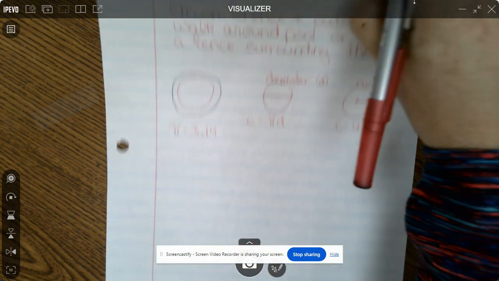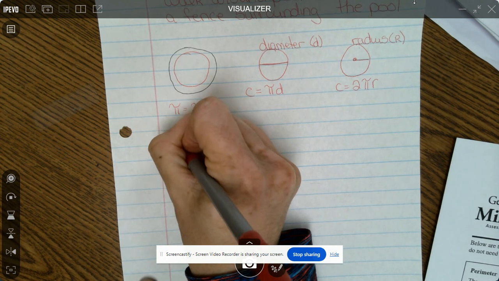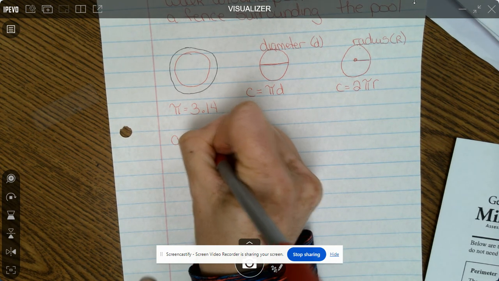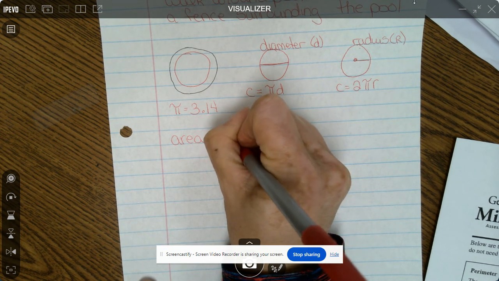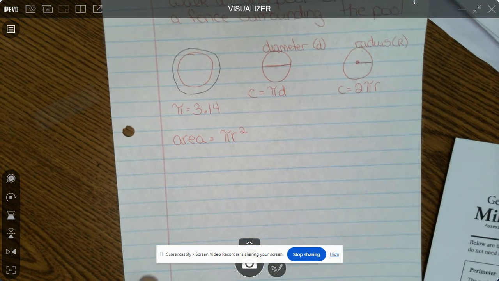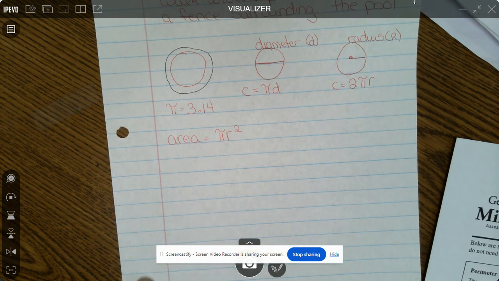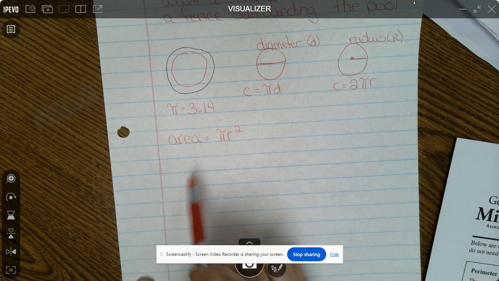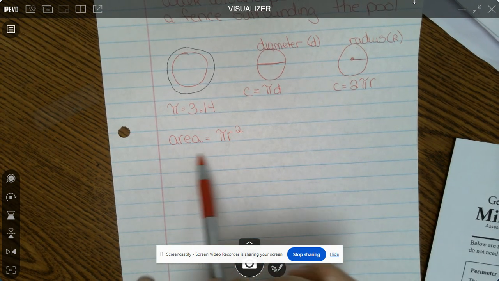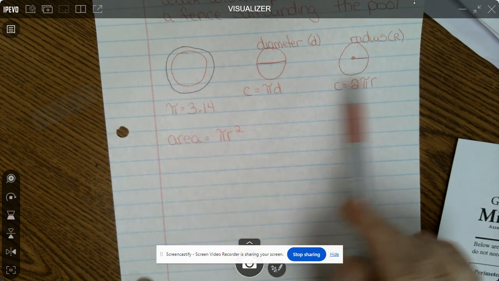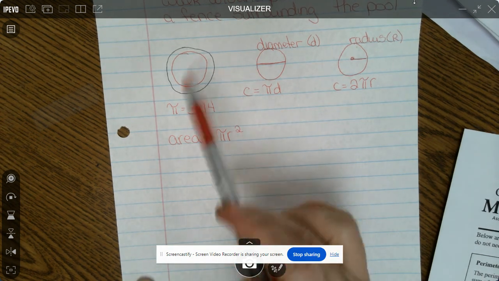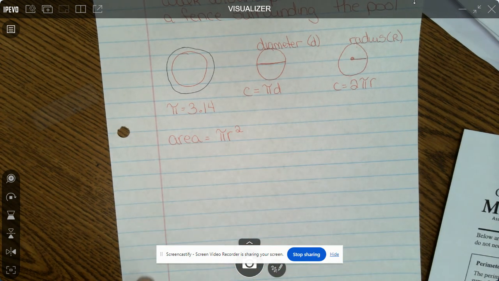Now, if we're talking about finding the area of the pool, or the area of something, your formula is going to be pi r squared. And when you square something, it's just the number times itself. There's also a square button on your calculator that you're able to use as well. Tomorrow we'll work on the area, but today we're going to focus on the circumference of it. The difference between the circumference and the area is covering something.